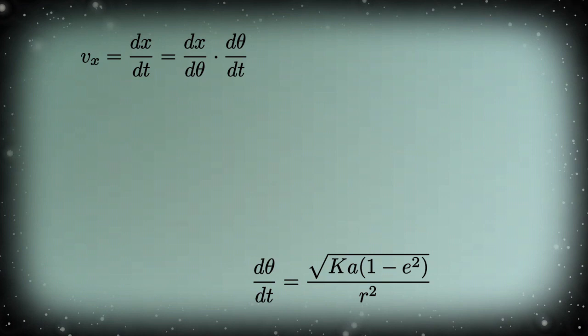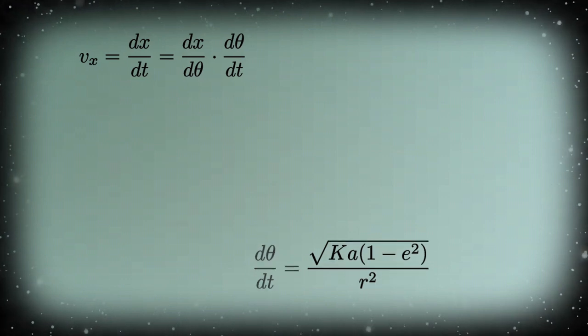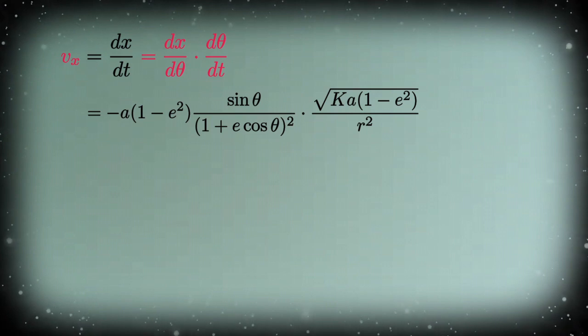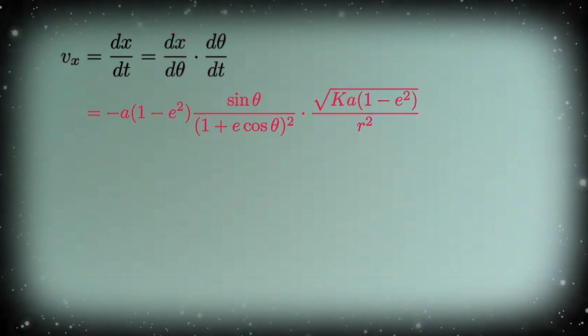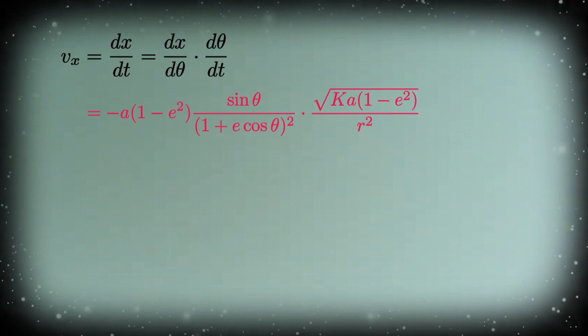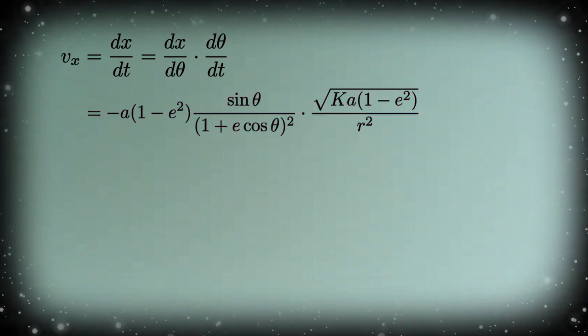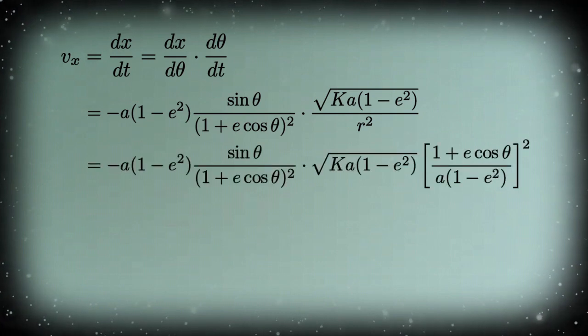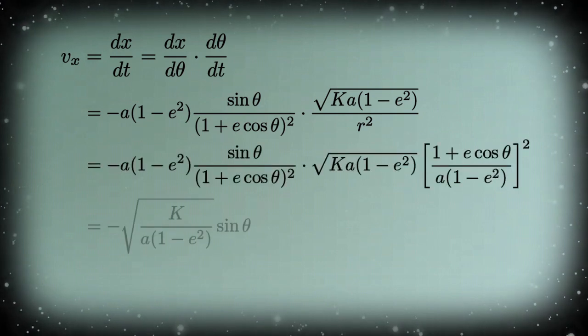Now we have the ingredients we need to calculate velocity. Vx is dx/dθ times dθ/dt. We plug in the expressions we just derived, which leads to an equation in terms of r and theta. To put everything in terms of just one variable, theta, we insert the ellipse equation for r of theta, and then simplify.